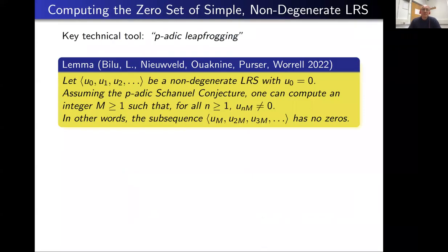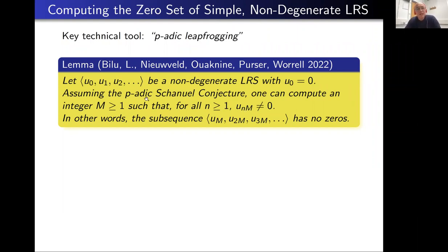And here is the key technical tool. Start with a non-degenerate linear recurrent sequence. Do the algorithm that I said. You have these two algorithms, one of which looks for zeros, one of which looks for witnesses. If you find a witness that it's not zero, then you're done and it's over. There's no zero. So let's suppose the first algorithm finds a zero. Then what do you do next? Well, you can shift that zero into the origin. And then somehow you have to go further. So how can we go further?